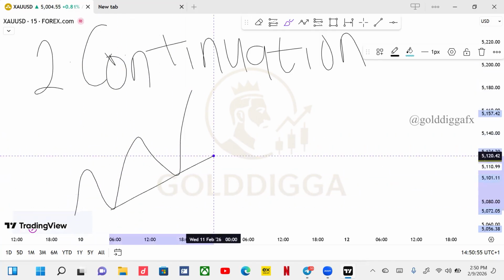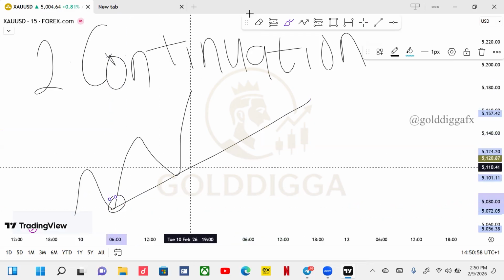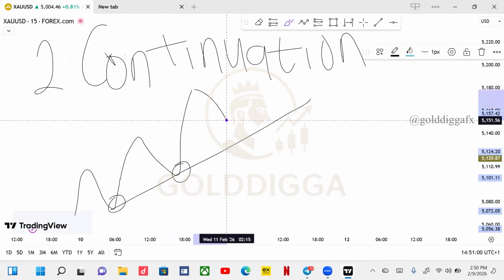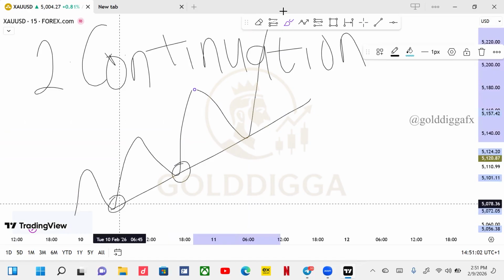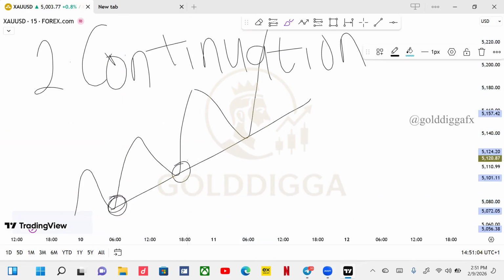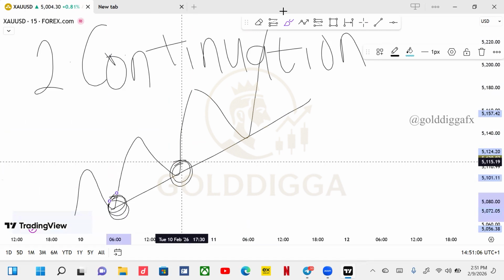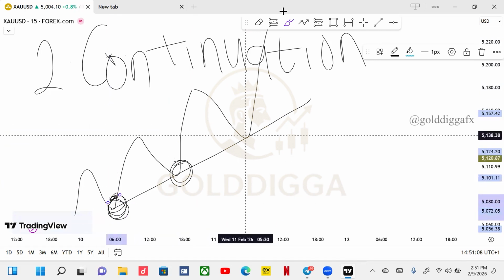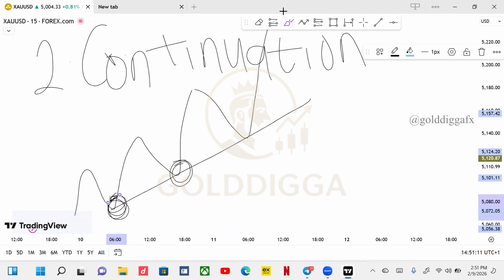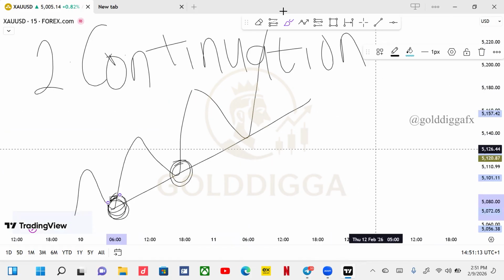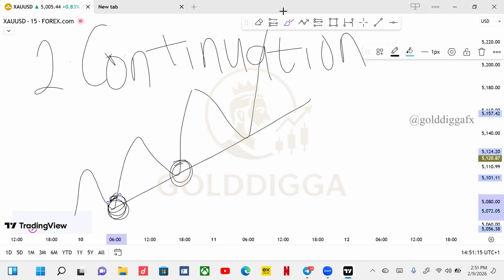So this would be your first point, second point, and on your third point, you want to buy. So price is making what? Higher lows. So that's why you call it the continuation. This low is higher than the previous low, then price taps and what? Buys. So for the downtrend, for the sells, it's the same thing. You want to see price making lower highs, right?